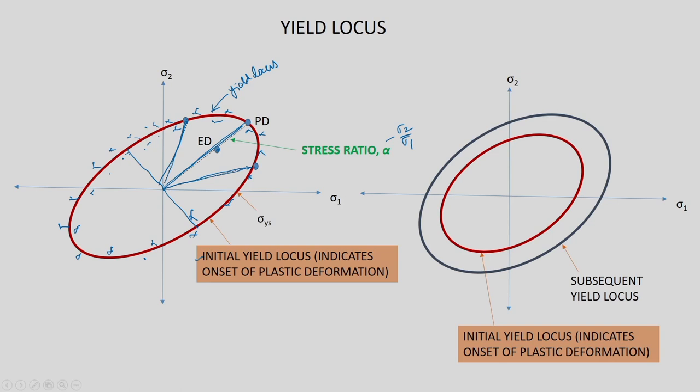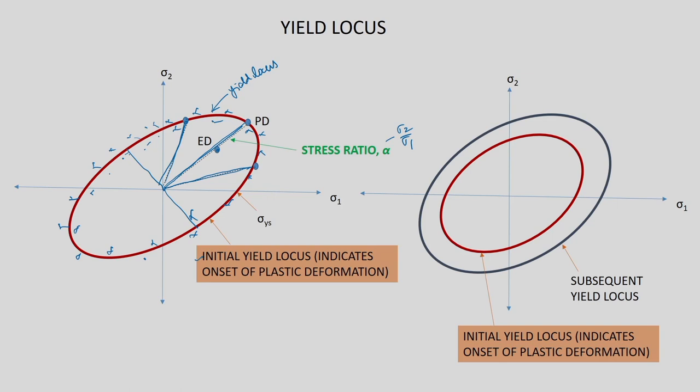So it means that as long as sigma 1, sigma 2 are within this yield locus, I am not going to have yielding in the material, it will be in the elastic part. The moment I reach the locus, it will be in plastic deformation. So I am going to join all these data points in the form of a locus and we are going to call it the yield locus. And this is called the initial yield locus because that is the initial yielding that is going to happen.